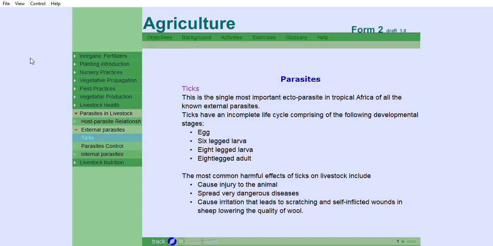Ticks. This is the single most important ectoparasite in tropical Africa of all the known external parasites. Ticks have an incomplete life cycle comprising the following developmental stages: egg, six-legged larva, eight-legged nymph, and eight-legged adult. The most common harmful effects of ticks on livestock include causing injury to the animal, spreading very dangerous diseases, and causing irritation.